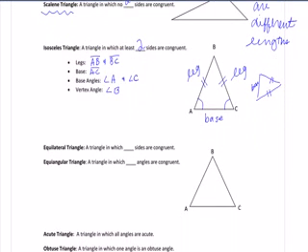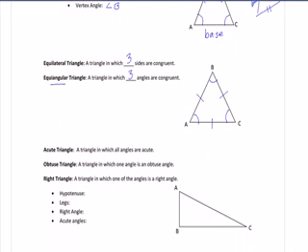Another type of triangle is an equilateral triangle. An equilateral triangle is a triangle in which three sides are congruent. Equiangular is a triangle in which three angles are congruent. I'm here to tell you today that an equilateral triangle is also equiangular. Like that.